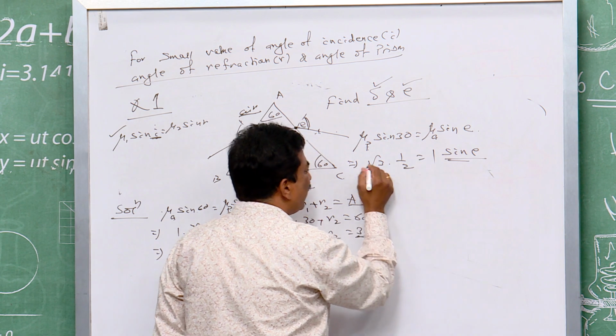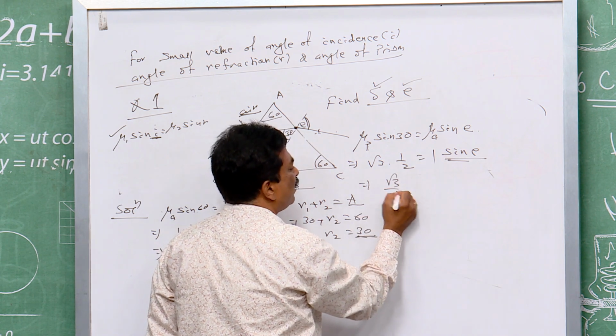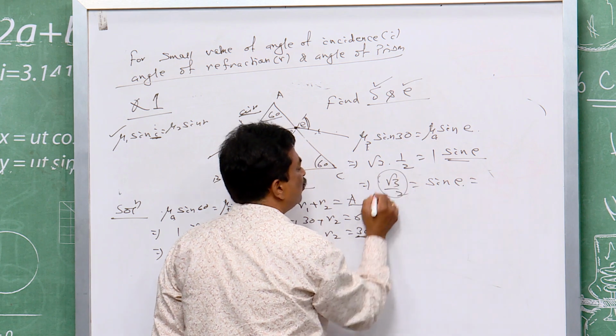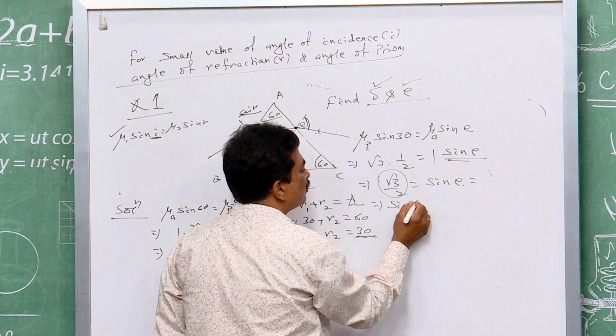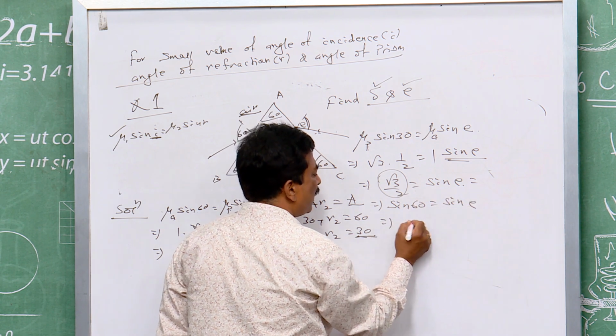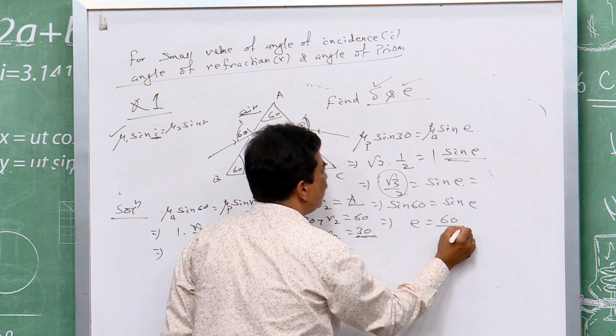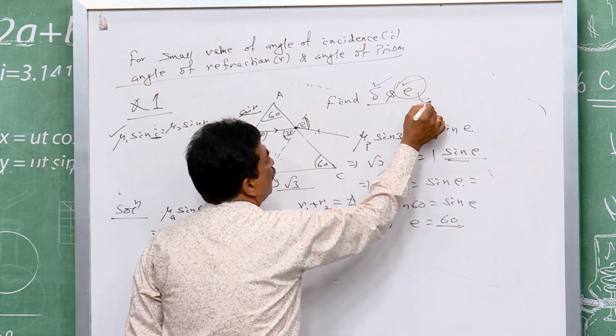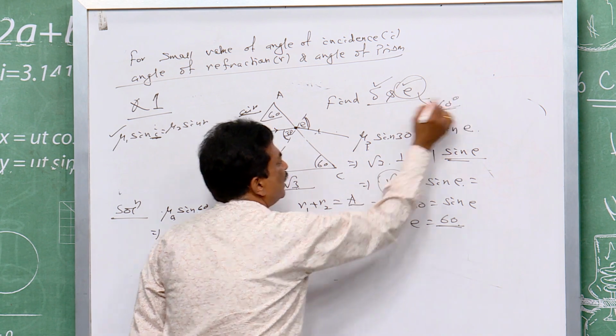So sin e is now equal to √3 by 2. √3 by 2 is the value of sin 60. So sin 60 is equal to sin e, which implies e is equal to 60. Our aim was to find the value of e, and now this e is equal to 60 degrees.